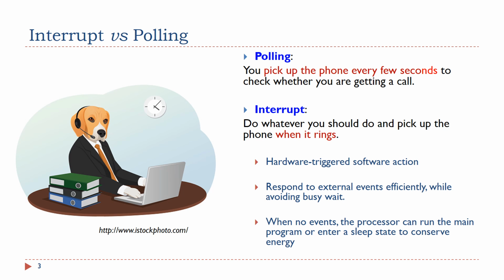Put simply, an interrupt is essentially a hardware-triggered software action. The interrupt controller temporarily stops the normal flow of program execution, and causes the interrupt service routine to be executed. After the interrupt service routine completes, normal program execution is resumed, at the point where it was last. When there are no interrupt events, the processor runs the normal program, or enters a sleep state to conserve energy.